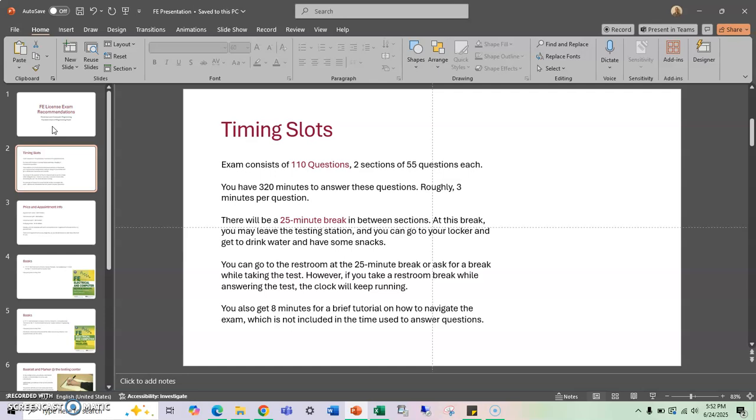So I told you about two sections of 55 questions each. In between these two sections, there will be a 25-minute break. On the NCEES website, it says that it's optional, but in reality, I would highly recommend taking it. Don't leave this as an option.